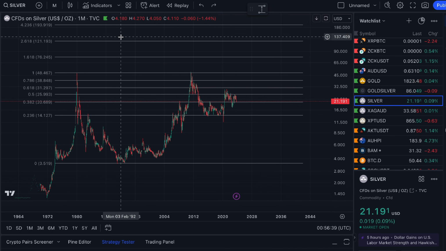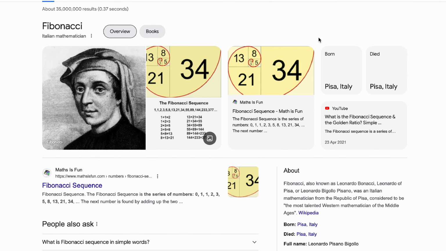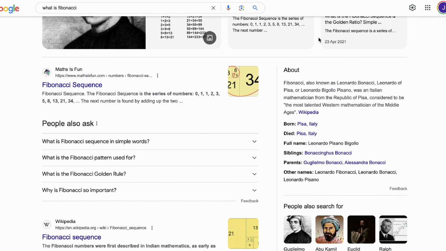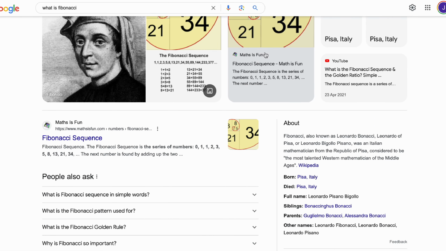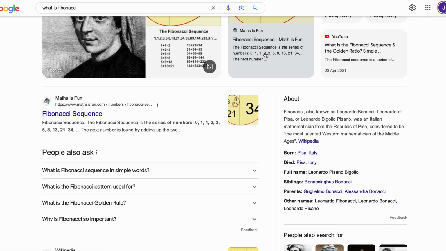So quickly, for people who don't even know what Fibonacci is, quick historic lesson. Fibonacci was an Italian mathematician, the most talented Western mathematician of the Middle Ages, also known as Leonardo Bonacci. Had a few different names, but Fibonacci is mainly known as. And the Fibonacci sequence is named after him after he figured out the sequence. So here's the beginning sequence of numbers: 0, 1, 1, 2, 3, 5, 8, 13, 21, 34.